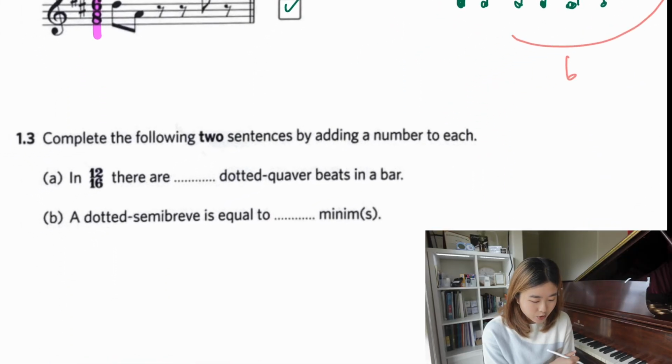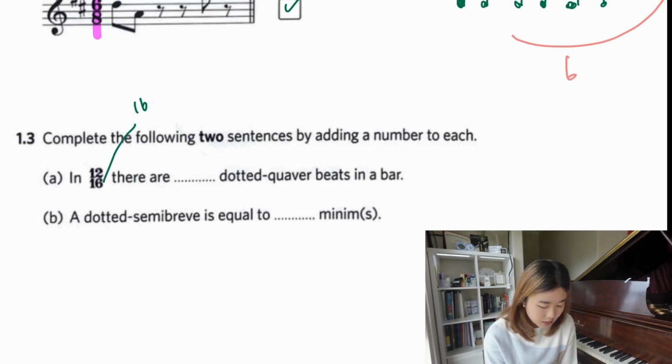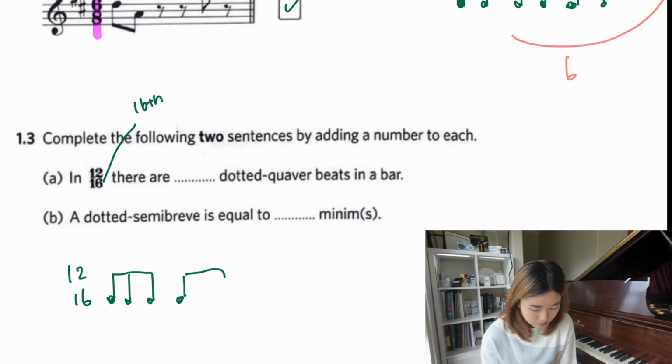And then the next question, 1.3: in 12/16, there are how many dotted quaver beats in a bar? 16 means sixteenth notes, so we have 12 sixteenth notes. Let's try to write it down. So 12/16, we have 4 groups.